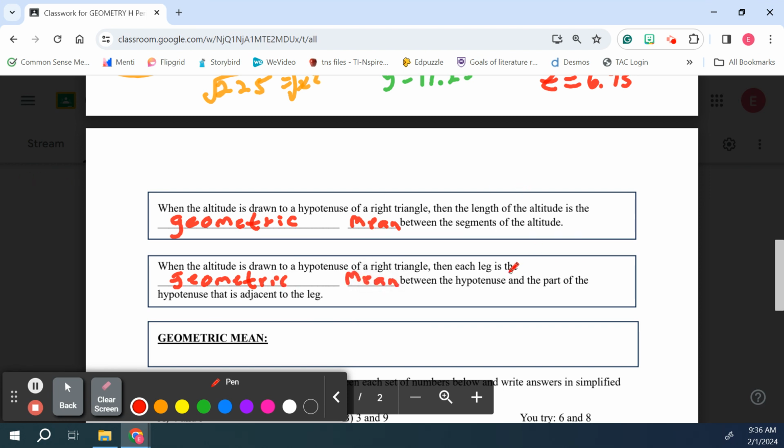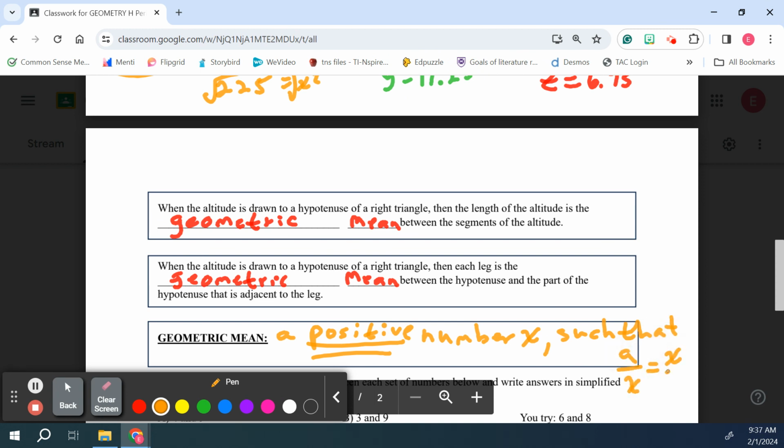Between the hypotenuse and the part of the hypotenuse that is adjacent to the leg. All right, so the geometric mean is a positive number x such that a over x equals x over b.